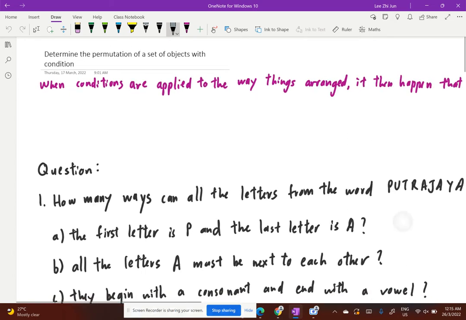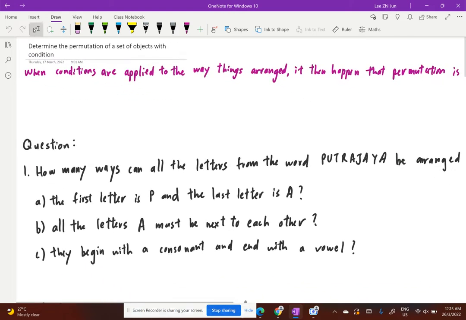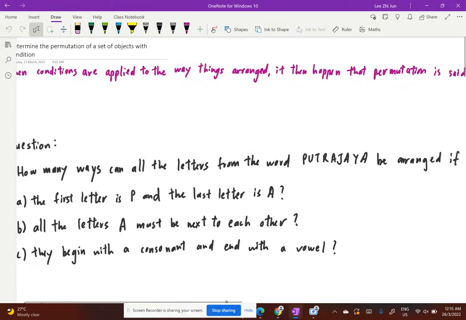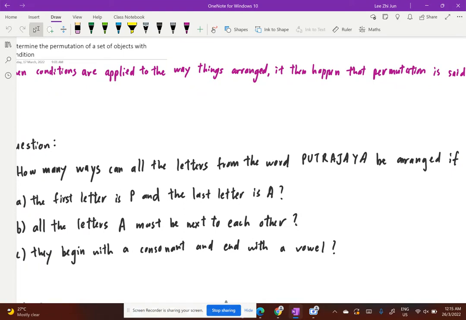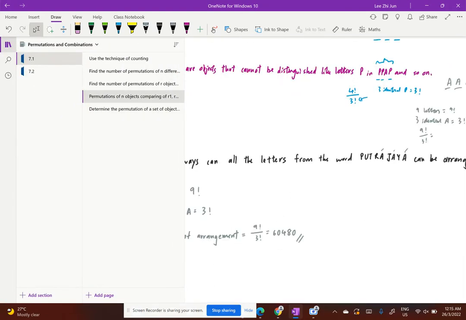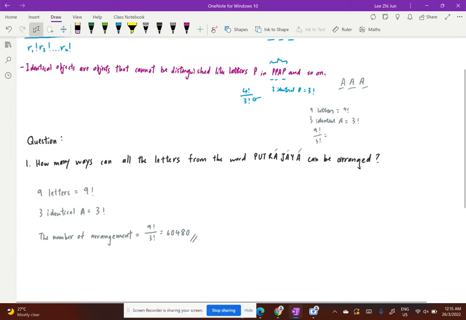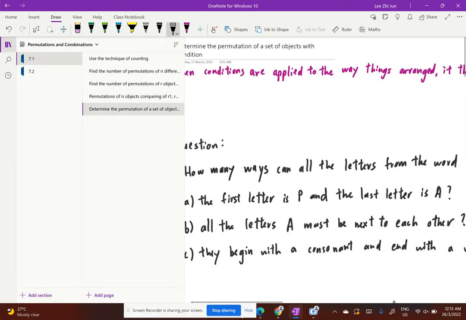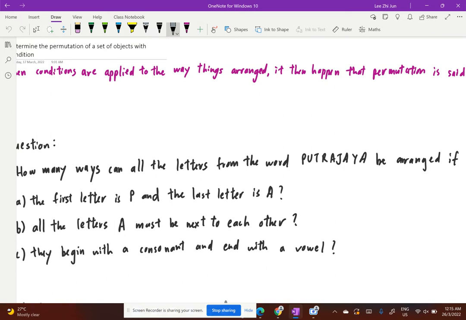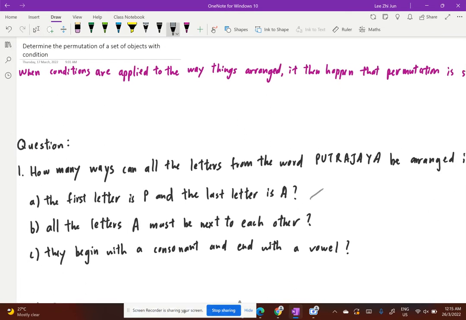How many ways can all the letters from the word Putrajaya be arranged? Just now we see we don't have any condition, right? It just asks how many ways all the letters can be arranged. In this case, we consider that the nine letters are taken to arrange in a row. But now it has three conditions, separate, one condition and another condition.